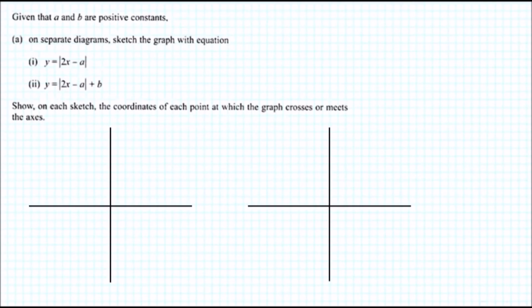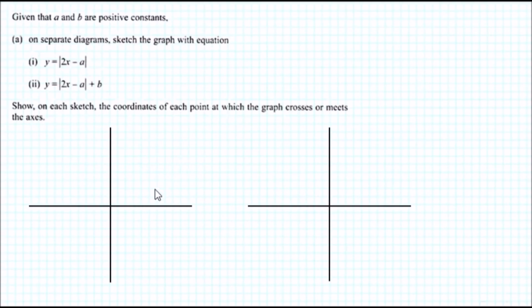Okay, given that a and b are positive constants, on separate diagrams, let's try and sketch the graph with the following equations. The first thing you want to know is that we're dealing with absolute functions. This means that when you have a function of x which is absolute, by the two absolute signs, the result will guarantee that the value of y will always be positive. This means that the solution on these axes, at least for the first case, is going to appear on these two quadrants. It will never come down here.